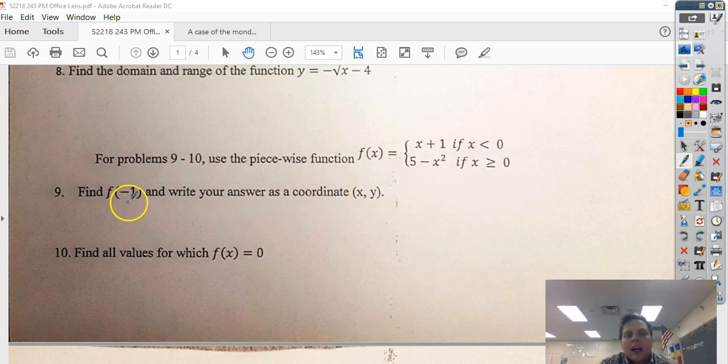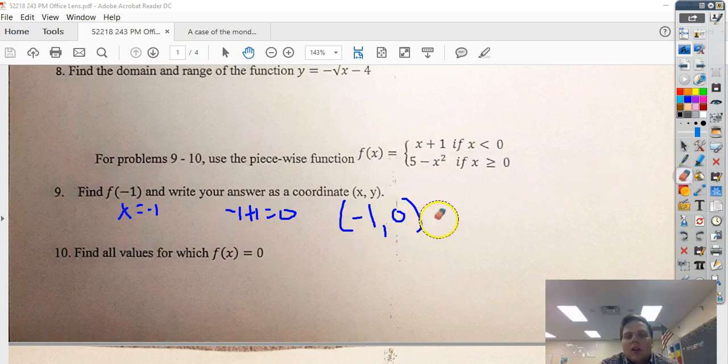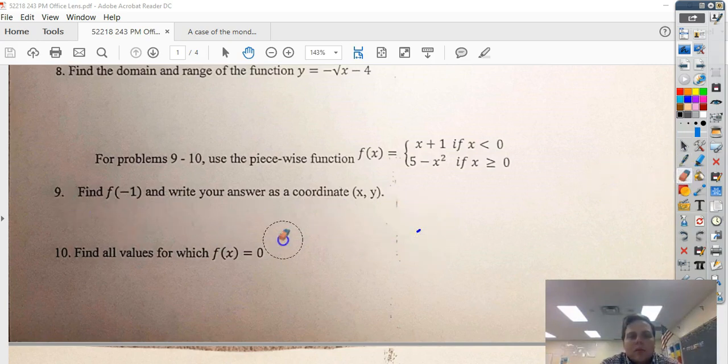Okay. F of negative 1. This means you want x to equal negative 1. Well, if x equals negative 1, which part of the piece do you use? Well, you got to use where x is less than 0 because negative 1 is less than 0. So we're going to plug in right there. So we're going to say negative 1 plus 1, which gives me 0. So then the coordinate is negative 1, comma, 0. Bam. Done.